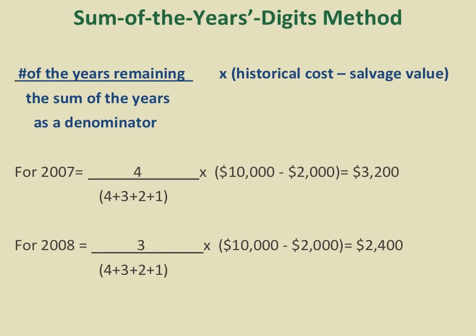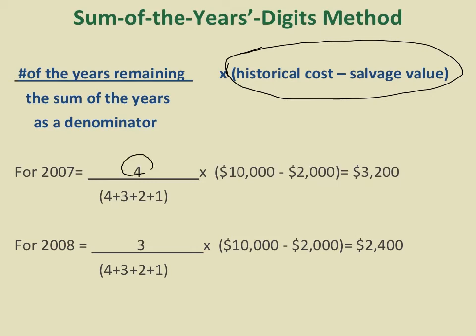The third method we're going to demonstrate is called the sum of the years digit method. For this method, every period, the depreciation expense equals the number of the years remaining at the beginning of the year divided by the sum of the years as the denominator, then times our total depreciable cost, which equals historical cost minus salvage value.